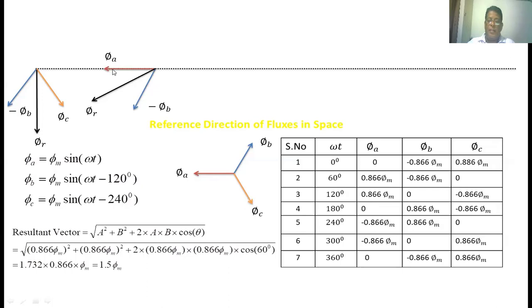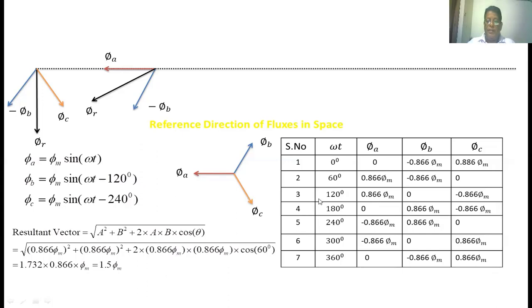This is phi a, this is minus phi b, this is the resultant vector. The magnitude of these two vectors are equal. Again, the angle between these two is 60 degrees. So if you apply the Pythagoras theorem to find the magnitude of this one, again you are getting the same magnitude, that is 1.5 phi m.